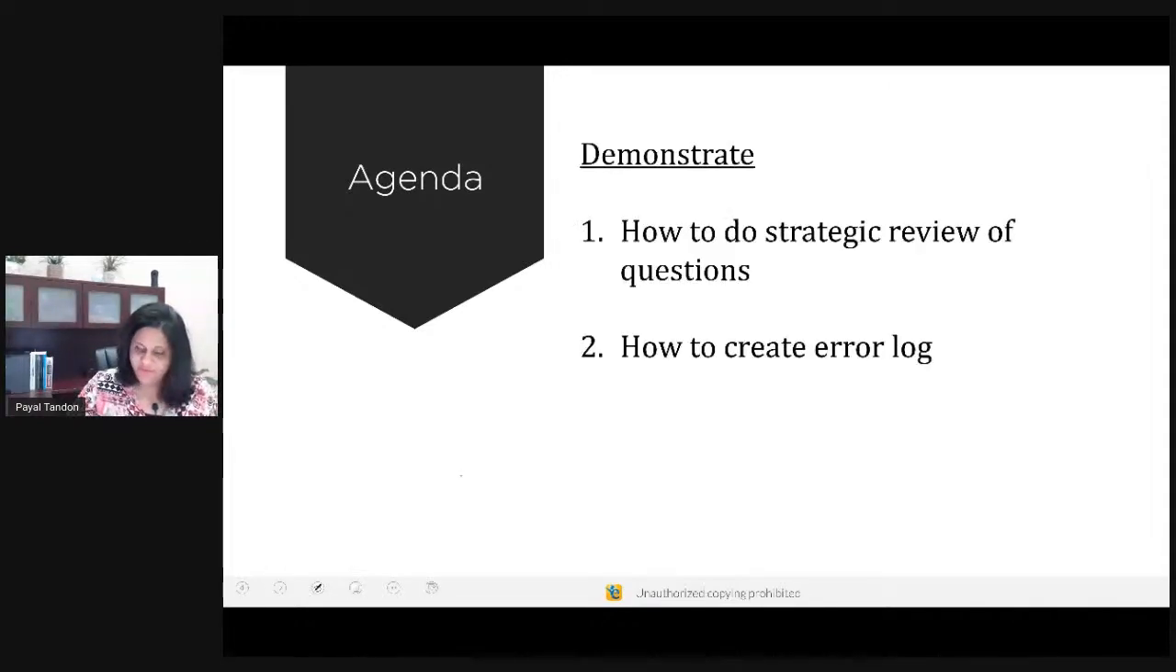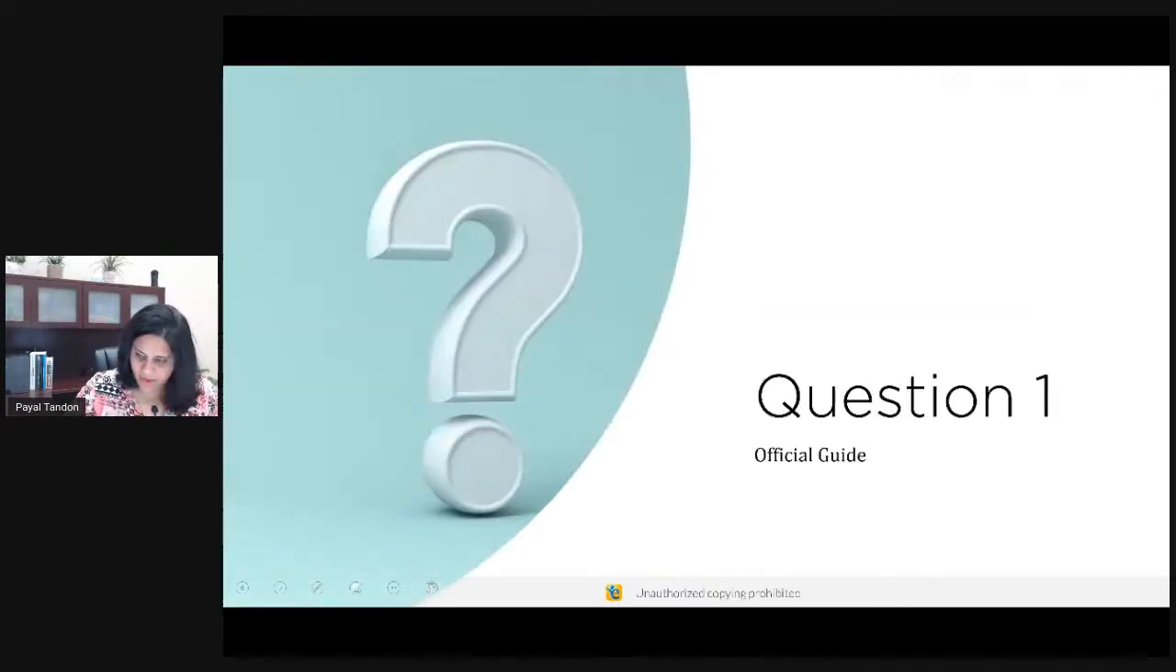Okay. So the very natural consequence of doing strategic review is your entries for the error log. Now, we'll get going with solving the first question here. Question number 1. All the questions in this are going to be from the official guide, and these are difficult questions. So I'm going to give you about 90 seconds to solve the question. As you get to the answer, type in your answer in the chat pod over here, and then we'll carry on with the discussion.